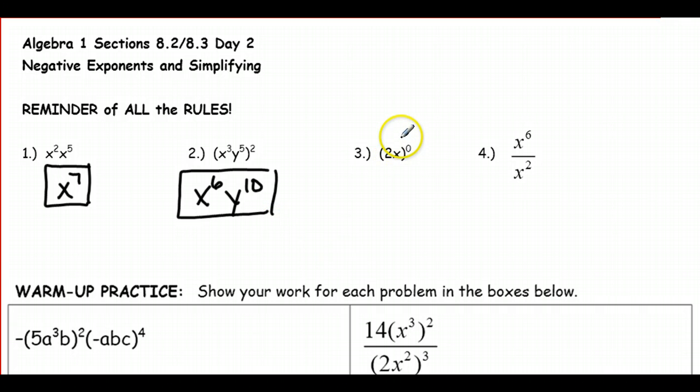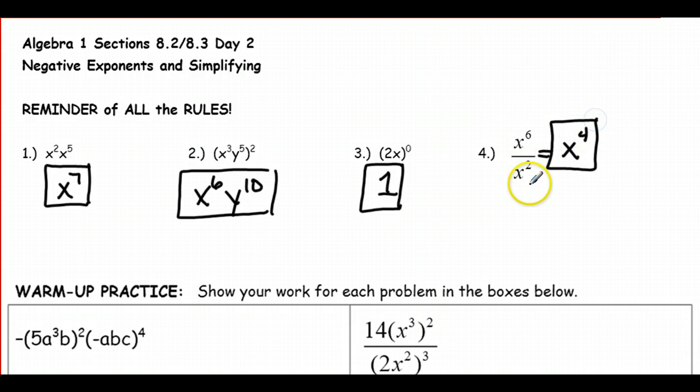In the next problem, number 3, remember that any number or variable raised to the power of 0 is 1. So this problem, our answer is 1. In number 4, remember that when we divide powers with the same base, we can subtract their exponents. So this is x to the 4th because 6 minus 2 is 4.